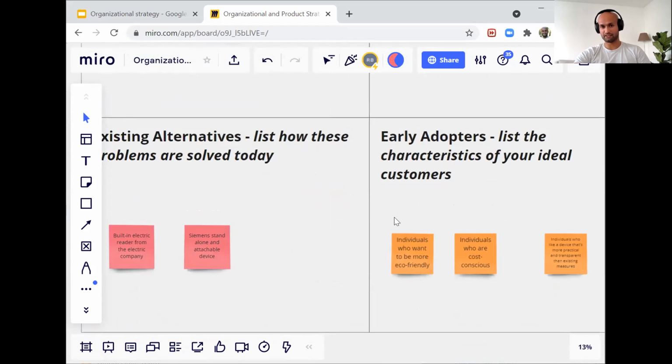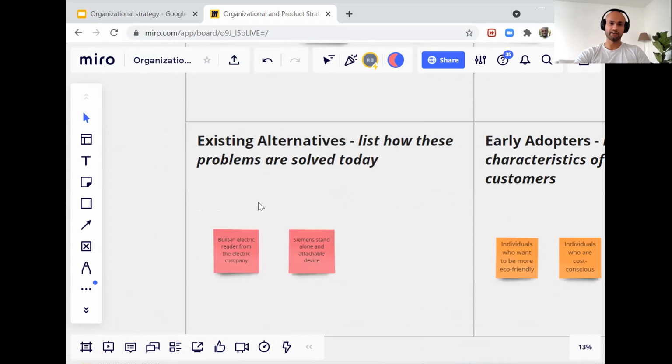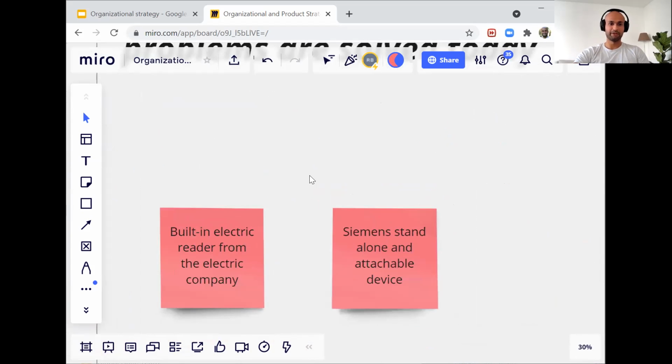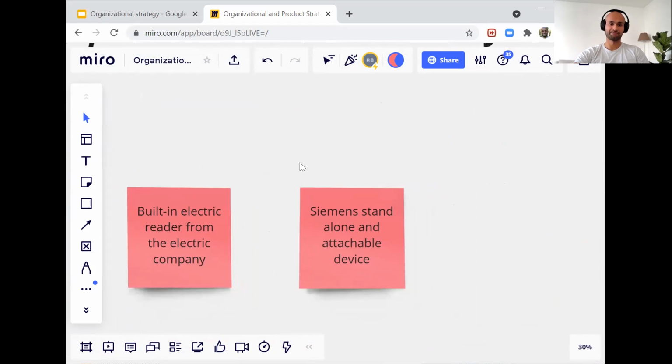Okay, now that we've listed our early adopters, what other alternatives are there in the market? So maybe right now there is already an electric reader from the electric company that exists in the house. Maybe Siemens has a standalone device that's similar that you can buy and attach to your home.